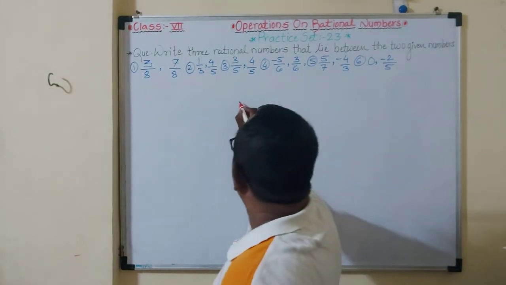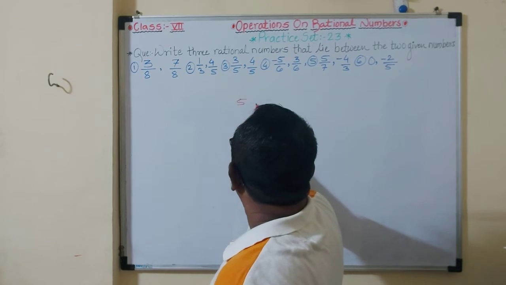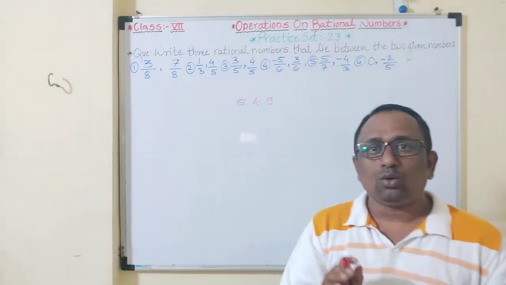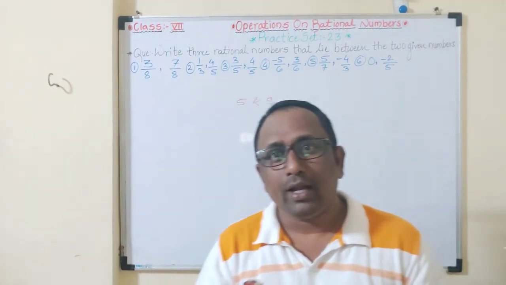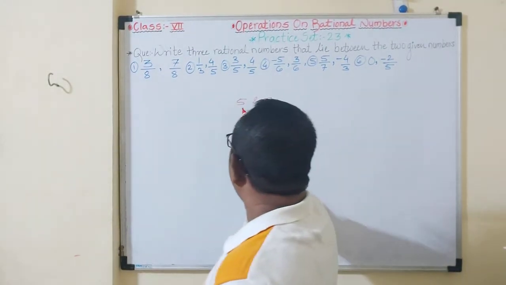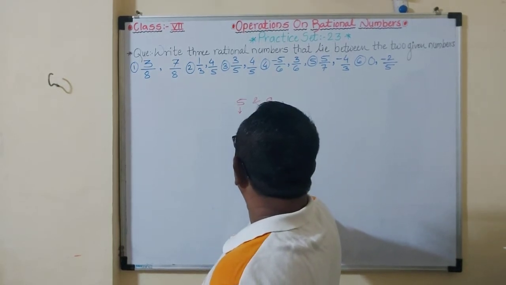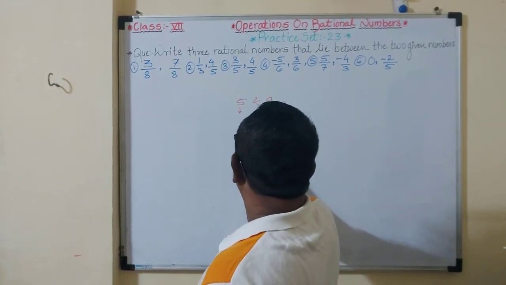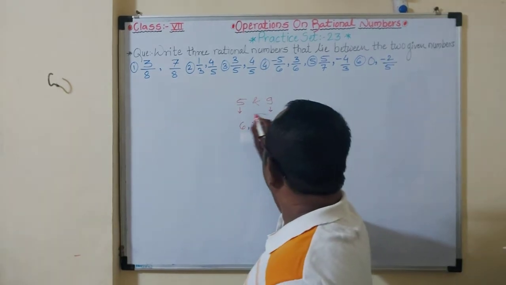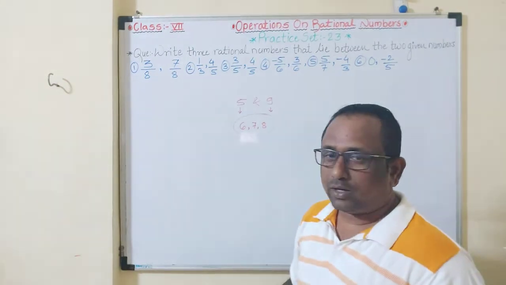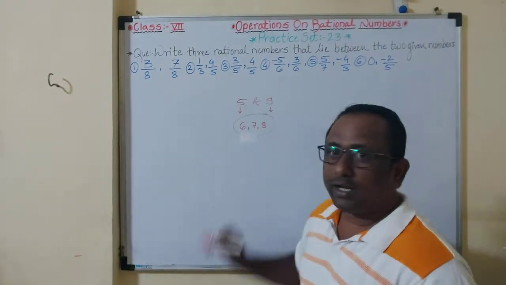Now if I tell you 5 and 9, these two numbers, you have to write the numbers between 5 and 9. So you have to leave 5 and 9 out. After 5 there is 6, then 7, then 8, and then 9 comes. So there are these three numbers in between 5 and 9: 6, 7 and 8.